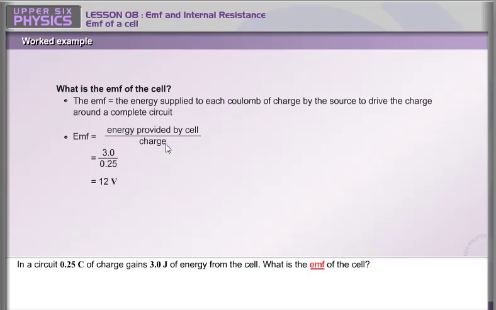Maybe just now we didn't explain. Here they are explained. EMF is equivalent to the energy provided by the cell divided by the charge that comes out of the cell. So this is the energy provided by the cell, 3 joule, and the charge in the circuit, which is the charge from the cell, is 0.25. So the EMF of the cell is 12 volt.